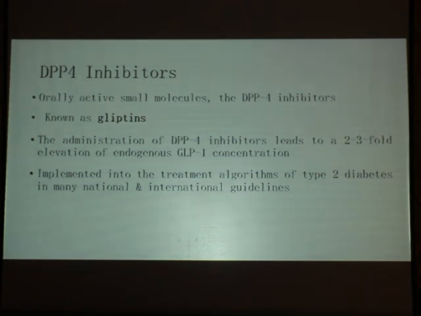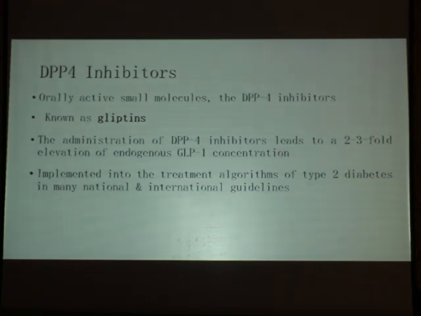Okay? So, हमने खाना खाया, खाना खाते ही उन्होंने जाके आइलियम और जेजुनम से GLP-1 और GIP-1 को निकाला. हमारे ही सिस्टम में DPP-4 एंजाइम है जो कि इन दोनों चीजों को इनहिबिट कर देता है, वो अपना काम नहीं कर पाते हैं. And they are able to be present and effective only for a few seconds, you know. And therefore if you inhibit this DPP-4 enzyme through DPP-4 inhibitors, then it leads to a 2-3-fold elevation of endogenous GLP-1 concentration.